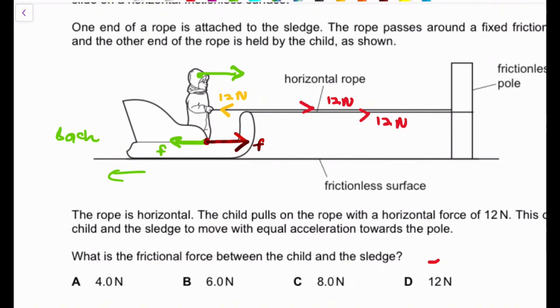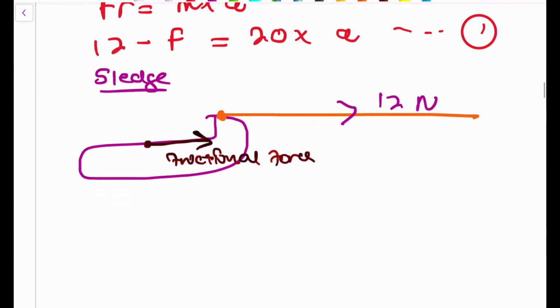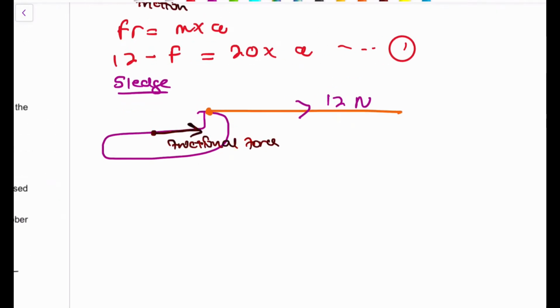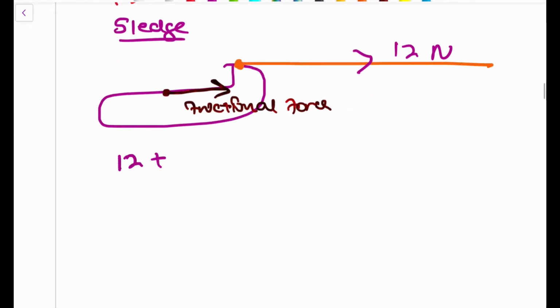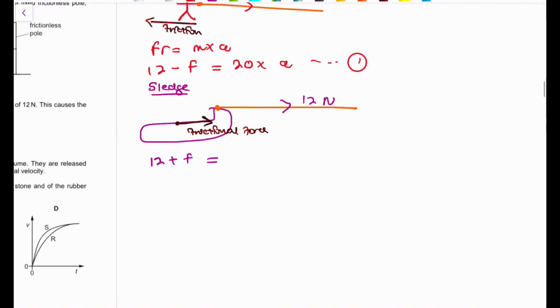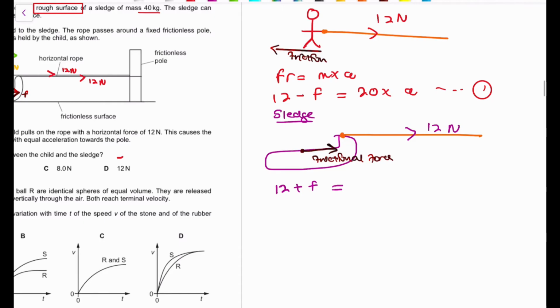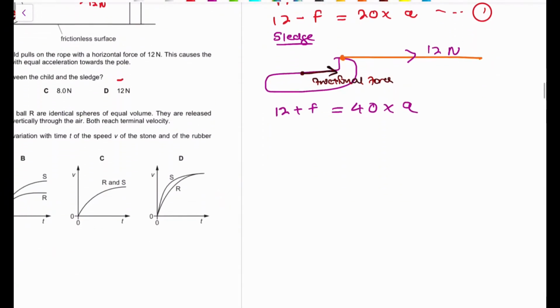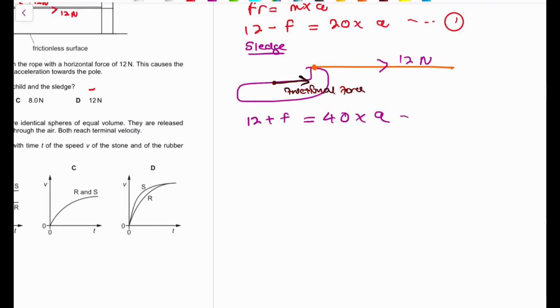As the child is trying to move forward, there's a frictional force pulling her back. And as the child is pulling back, the sledge is also trying to push itself backwards, but it's also being forced forward. So the two frictional forces will cancel out, giving a resultant of 0 for the frictional forces, but we can still consider them. These two things are acting in the same direction, so the 12 newtons plus the frictional force should be equivalent to the mass of the sledge, 40, multiplied by the acceleration. Once we have equation 1 and equation 2, we solve them simultaneously. Okay, let's do this.